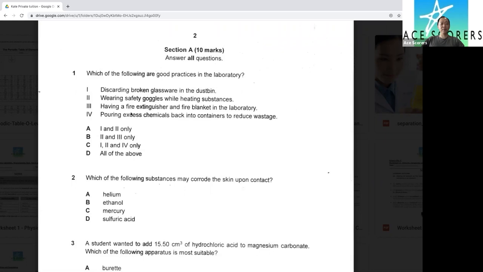B, 2 and 3. Okay, now why can you not throw broken glass into the dustbin? Because some people might handle them, right? And then they might cut their hand in the dustbin. People will have to pack the trash bin and throw away. Yeah. So it's just B, 2 and 3 only.